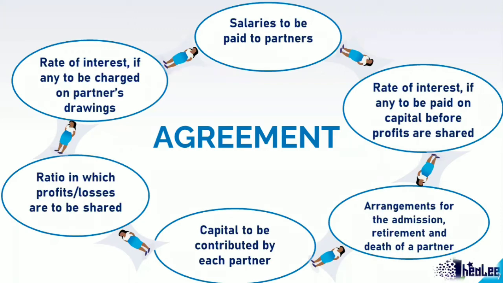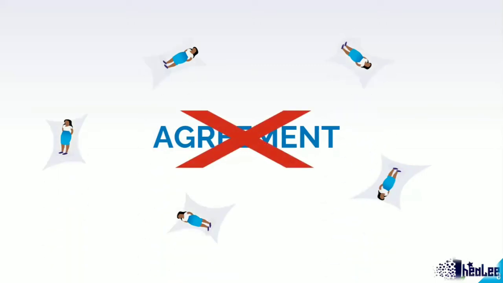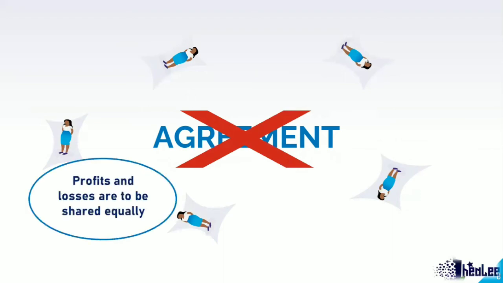So we have looked at the agreement, but do you know that there are partnership businesses that are being run without any partnership agreement? There is no deed. So what is done? How do they go through if there is no agreement? Now, the first one there is that profits and losses are to be shared equally. So once there is no partnership deed, profits and losses are to be shared equally.